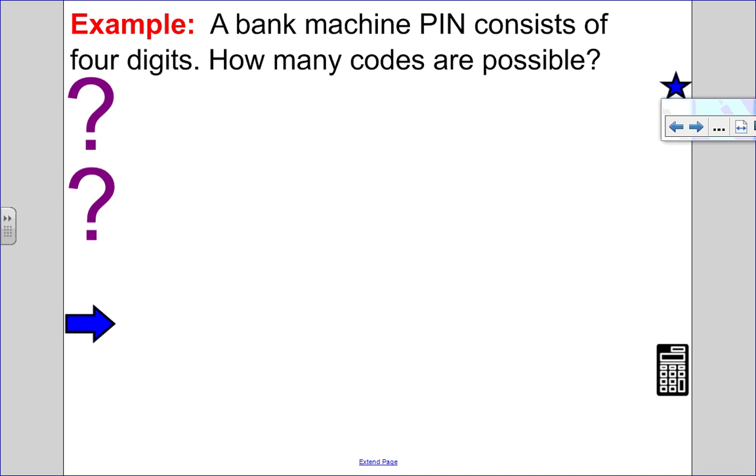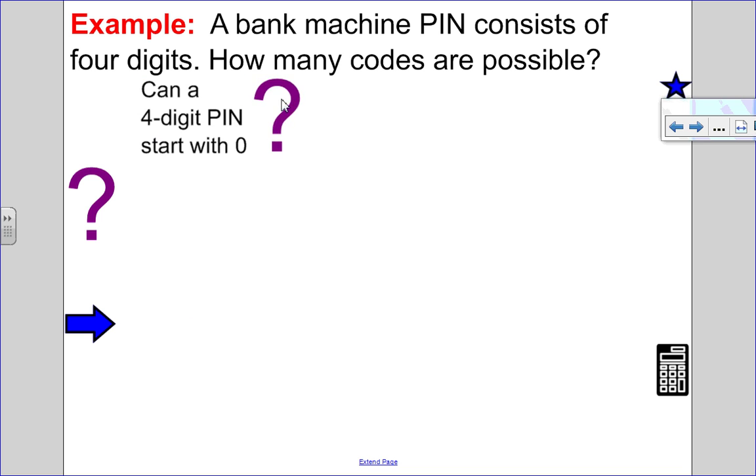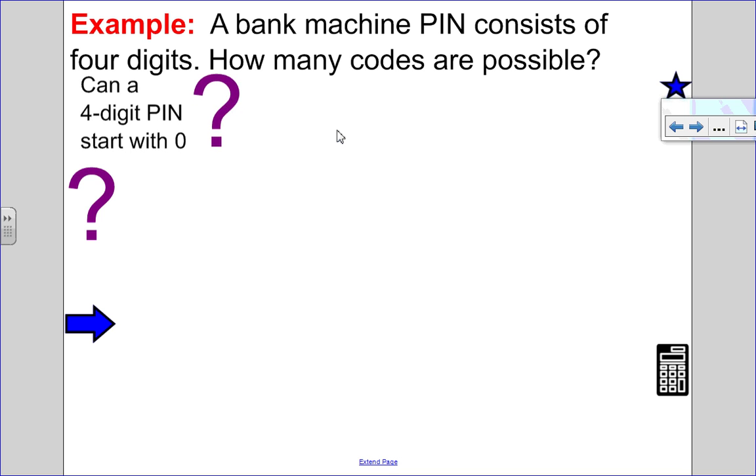Okay, so we have a bank machine PIN consisting of 4 digits. We want to know how many codes are possible. So my first question to you is, can a 4-digit PIN start with a 0? So could you have a code, for example, 0123? And the answer to that, yes. Okay, so yes, you can have a 4-digit PIN because a PIN is not a number.